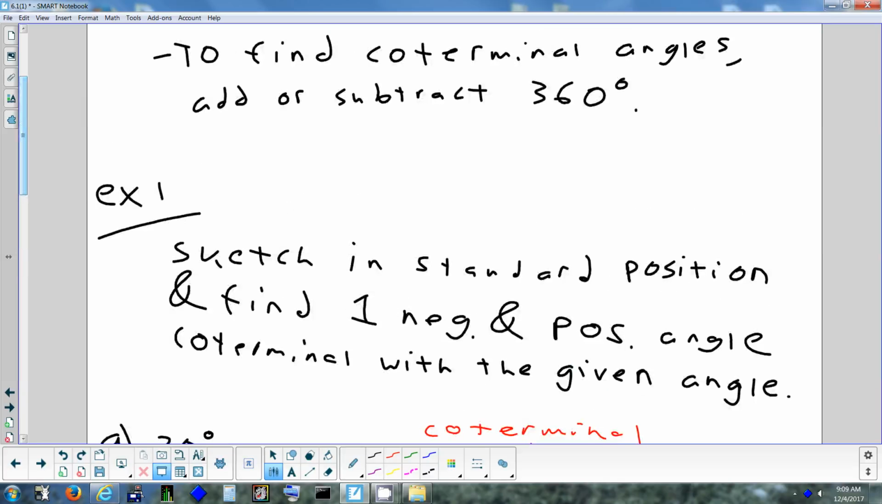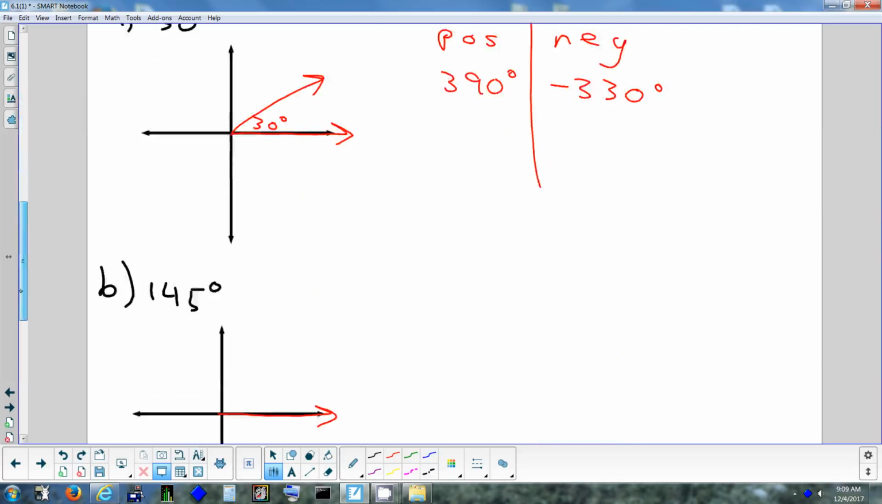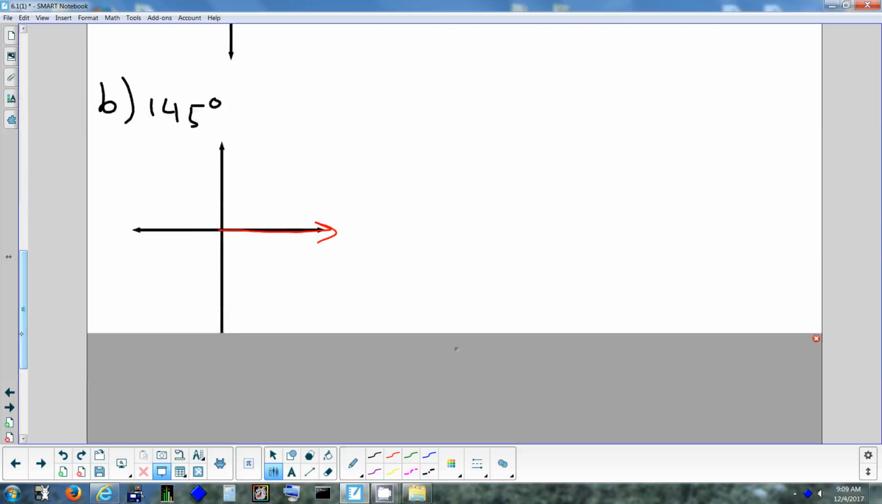Yeah. It says in the standard position. Right. It says to sketch it in standard position, and part of that is the initial side is always on the positive x-axis, and the vertex is at the origin. Okay, so how about 145? What would that one be?